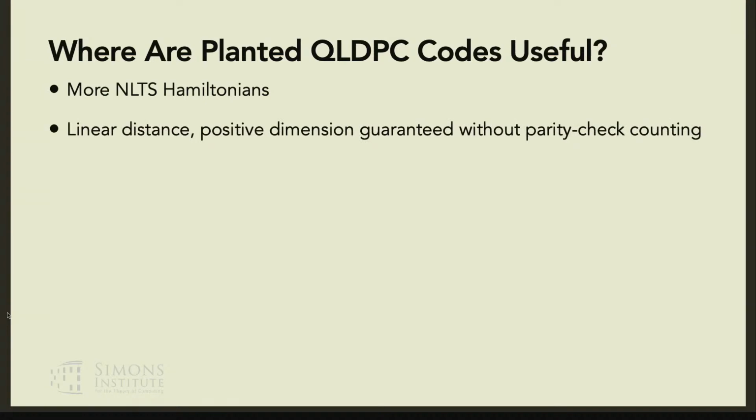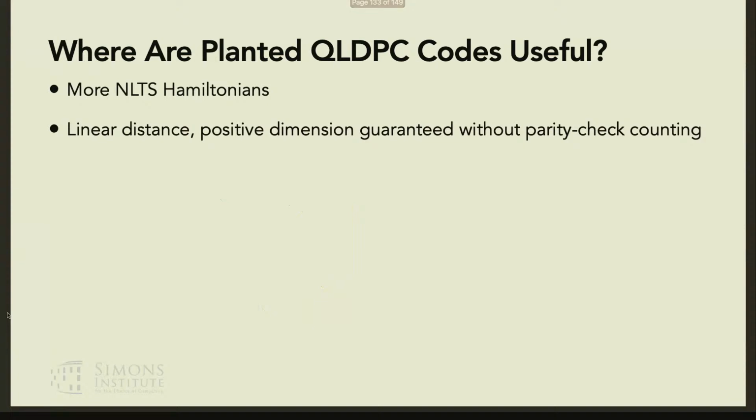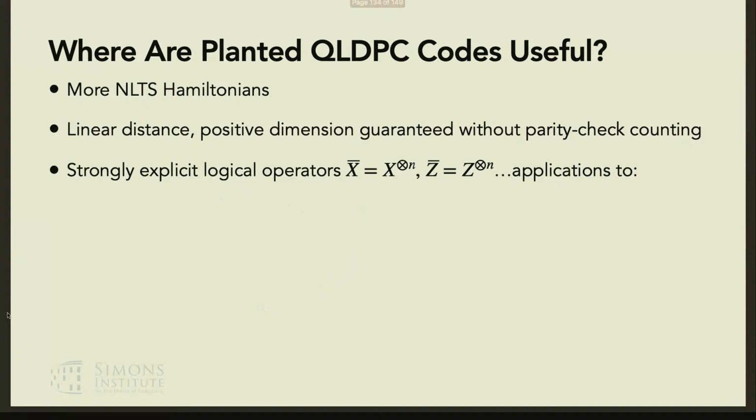Maybe for the error correction side, they give linear distance positive dimension codes without resorting to parity check counting. Ordinarily, we bound dimension as the number of qubits minus the number of stabilizers. Here we just say dimension is always positive regardless of the number of stabilizers. This might be a useful knob to turn for some error correction applications. And in particular, we get these strongly explicit logical operators consisting of all X's or all Z's.